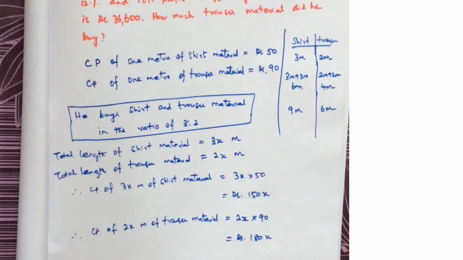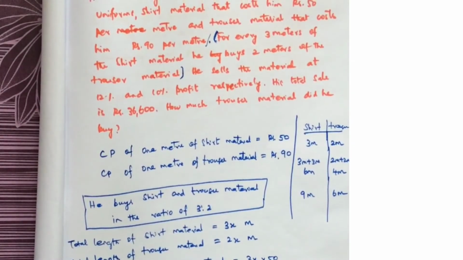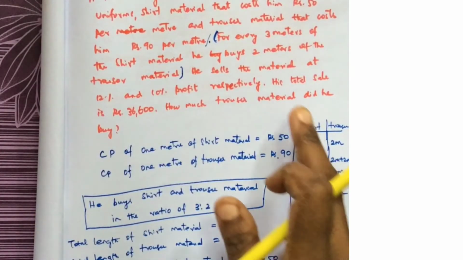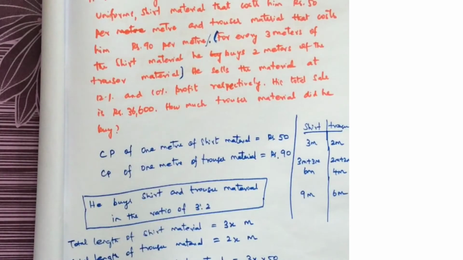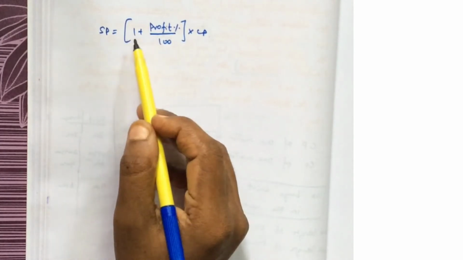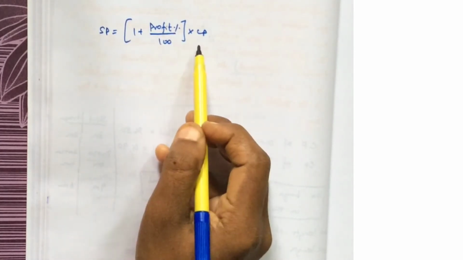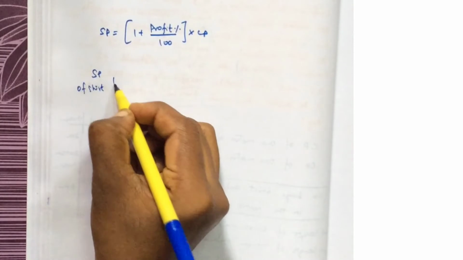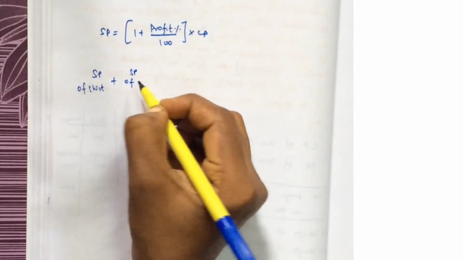Now again read the question. He sells the material at 12% and 10% profit respectively. His total sale is rupees 36,600. Now how to solve this is, okay, see this formula. In 7th standard you studied this formula, that is selling price equal to 1 plus profit percentage divided by 100 multiplied by cost price. Here we are having two materials, one is shirt, another one is trouser. So I am writing selling price of shirt plus selling price of trouser.